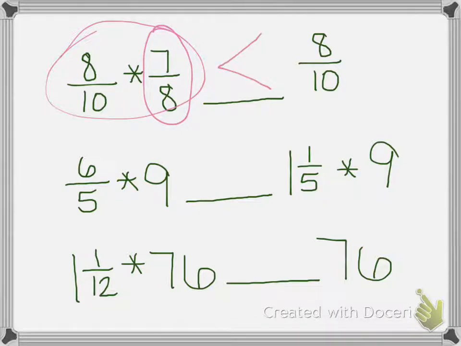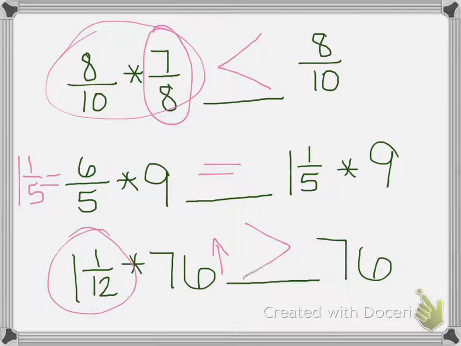For number 2, we have 6/5 times 9 and 1 1/5 times 9. Since 6/5 equals 1 1/5, these two are equal. In the last one, we have 1 1/12 times 76, greater than, less than, or equal to 76. Since 1 1/12 is greater than 1, 76 is going to get greater. So therefore, this one is greater than.